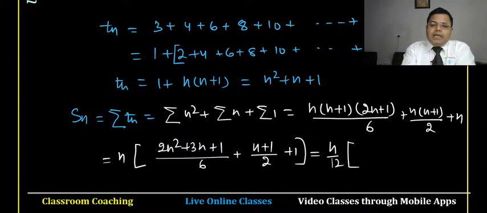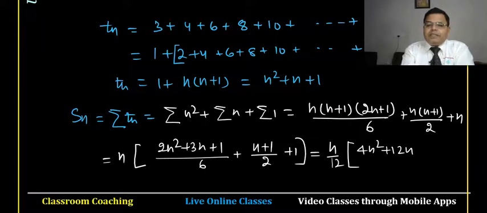The LCM is 12, and if you multiply by 2, that will be 4n square plus 6n. And 6n will come from here also, so 6n plus 6n is 12n. And 2 multiplied by 1 is 2, and 6 multiplied by 1 is 6, so 6 plus 2 is 8, and 12 multiplied by 1 is 12, so that will be 20. So this will be the answer. I hope you got it.